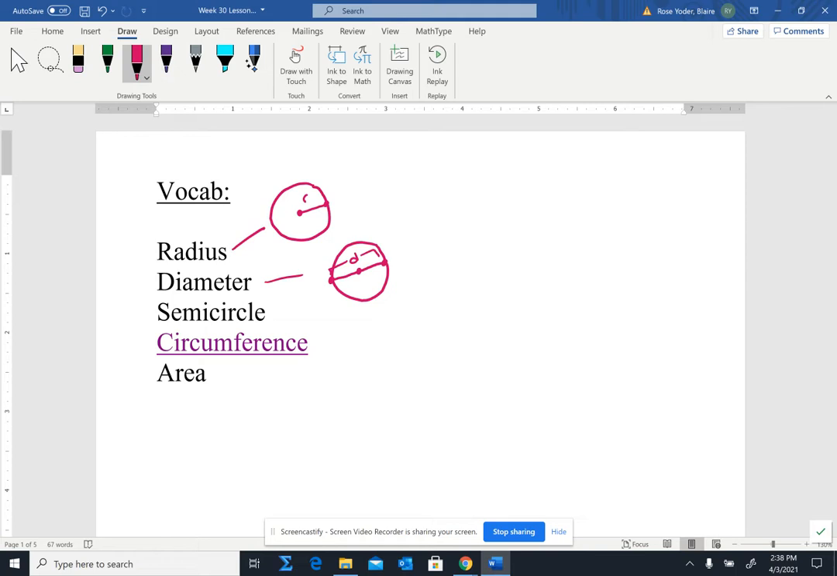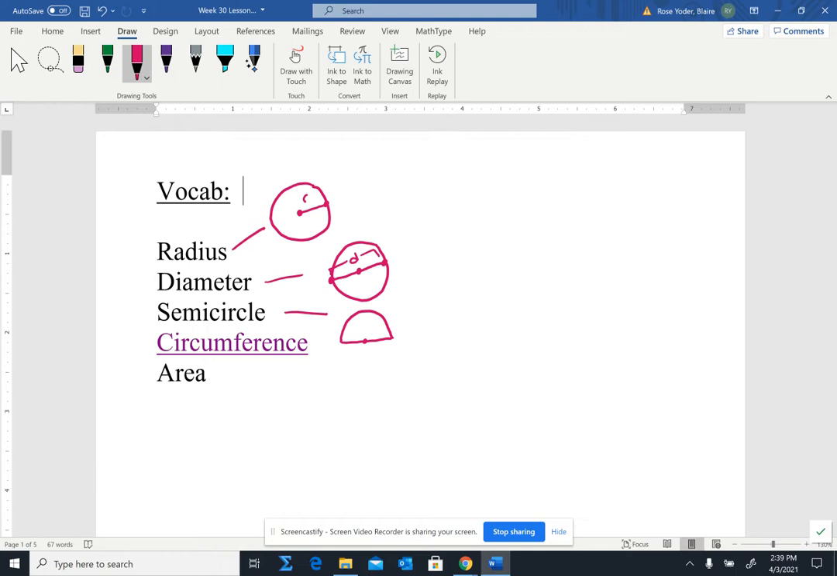So the radius is half as big as the diameter. The diameter goes all the way across and the radius just goes halfway. And then a semicircle is half of a circle. So anytime that you see the prefix semi, or you might see demi or hemi, those are all related. They all have something to do with half. So semicircle is half of a circle.